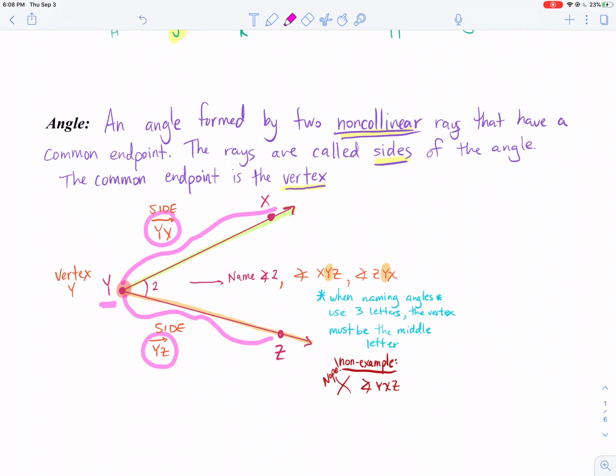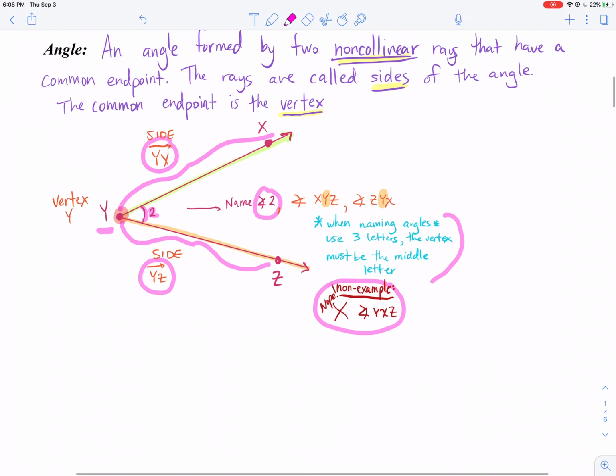Another way we can label that is just angle 2, and the reason is because we have angle 2 here. We can also label it with the three letters, angle XYZ or angle ZYX. The only thing that really matters when you're labeling it is that you have that vertex as the middle letter. So as we see here in blue, it says, when naming angles, use three letters. The vertex must be the middle letter. So down here, we have a non-example where if you were to label that and you said angle YXZ, that wouldn't work. You got to have that Y in the middle because it's the vertex.